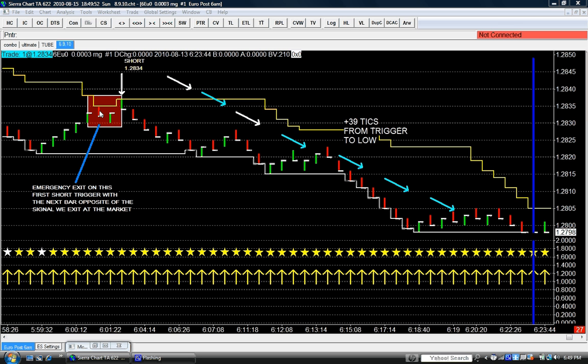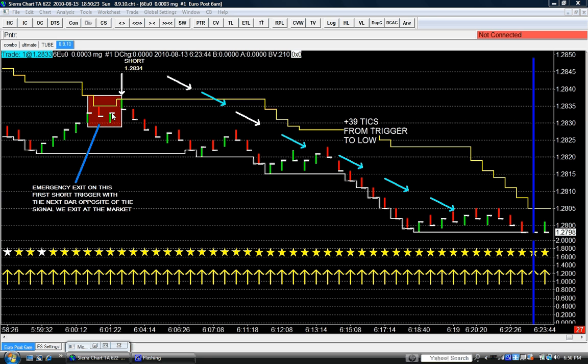The emergency exit right here is the bar following the short trigger is opposite to what the short trigger was. This bar is actually up. In order to stay in that short trade, the next bar has to be lower than the previous bar of the trigger. So we would exit immediately when we saw that form, and that was a one-tick loss.